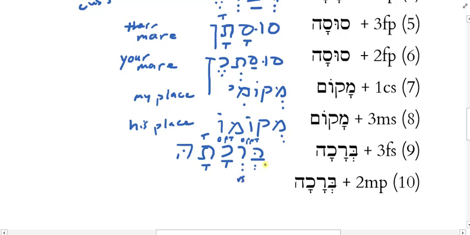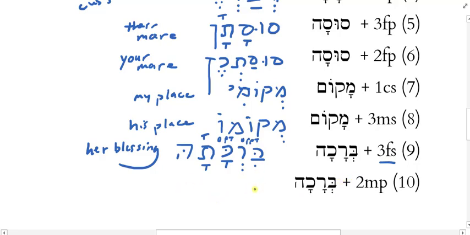Now I've got a vocal shiva, and the bet has its vocal shiva. Can I leave that the way it is? No, this is a Rule of Sheva issue, and I will resolve it with violence. Shoot out an eye, become silent. So this becomes birkata. And I'll get a dagesh lene in that kaf. Birkata. So whose blessing is this? It's 3FS. Her blessing. One blessing.